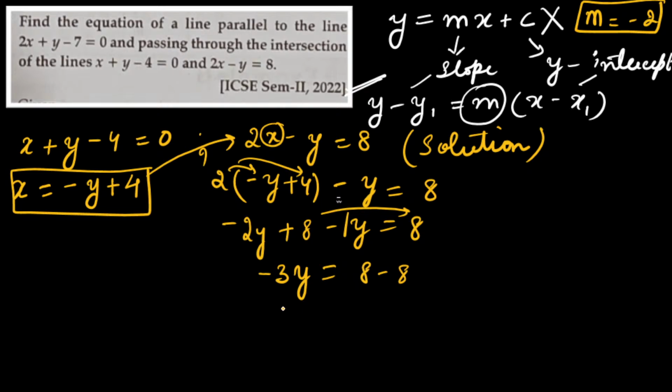So 8 minus 8 is 0. So y is equal to 0 by minus 3. 0 by anything is equal to 0. So y's value we got is 0. Let us find the value of x now.